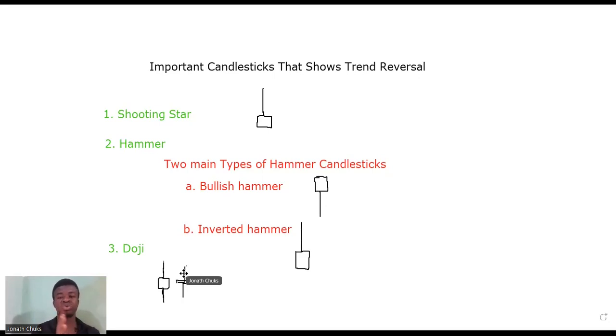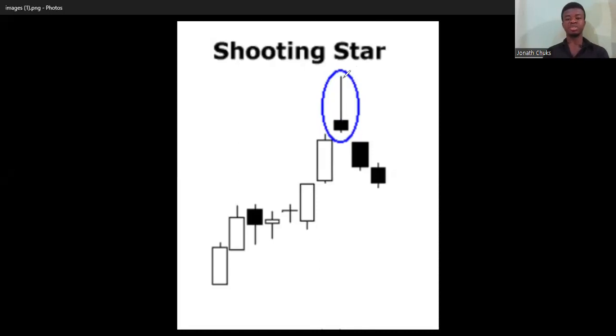Now let us go to the live chart. But before then, let me give you more overview so that when we go to the live chart, it won't be much of a problem for you guys. This is exactly what the shooting star looks like. You can see this is exactly how a shooting star looks.